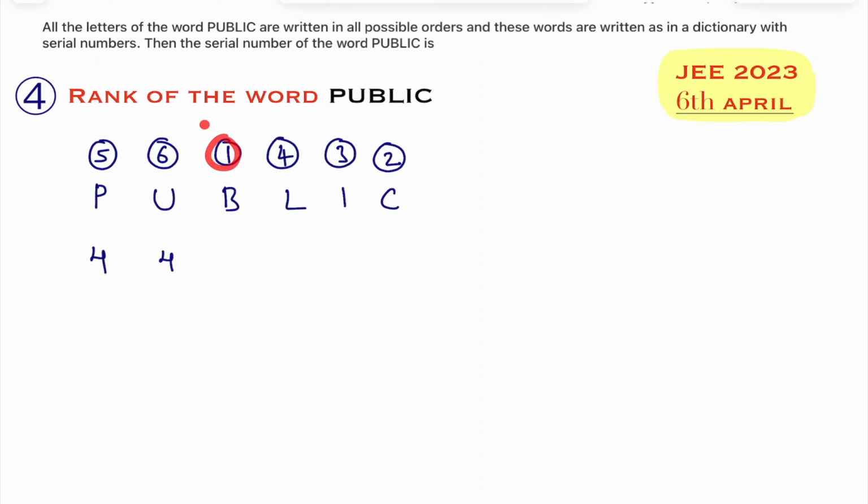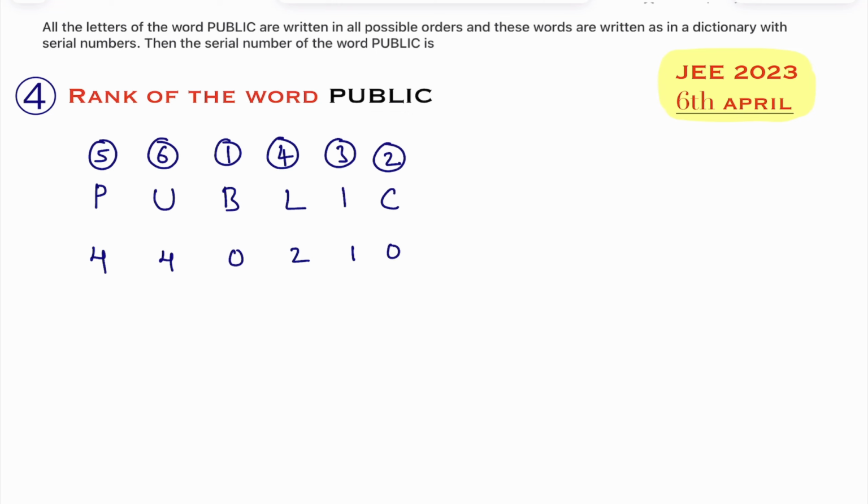Now, you observe right side of 1. How many numbers are there which are smaller than 1? There is no number which is smaller than 1. So we will write 0 here. Now, you observe right side of 4. How many numbers are there which are smaller than 4? 2 numbers are there. You write 2. Now, you observe right side of 3. How many numbers are there which are smaller than 3? 1 number is there. 1 we will write. Now, you observe right side of 2. How many numbers are there which are smaller than 2? No number is there this side. So we will write 0.